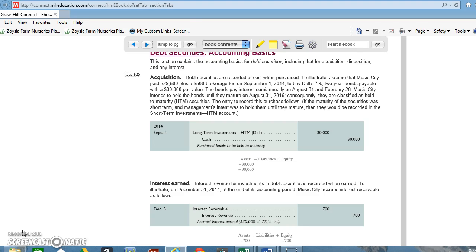I guess what would come second in that sequence would be actually earning interest on the bond that you're purchasing. So that December 31st interest entry is when you start seeing interest revenue from that bond. So pay attention to that and try to figure out how these entries work.